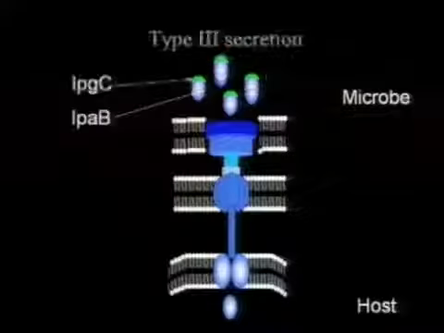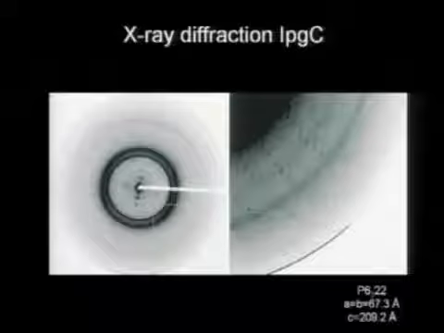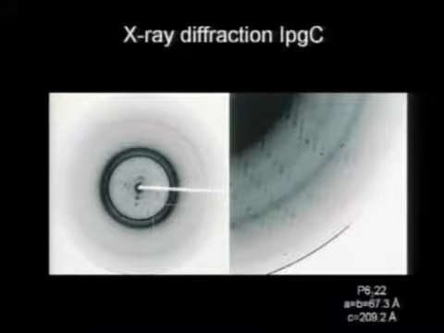So I'm sorry, I should go back one slide. There are two names you'll have to remember from the difficult bacteriology nomenclature. One is IpgC, which is the chaperone, and the second one is IpaB, which is the effector protein. We purified IpgC to make crystals. This is a difficult and very medieval approach. It's always trial and error.